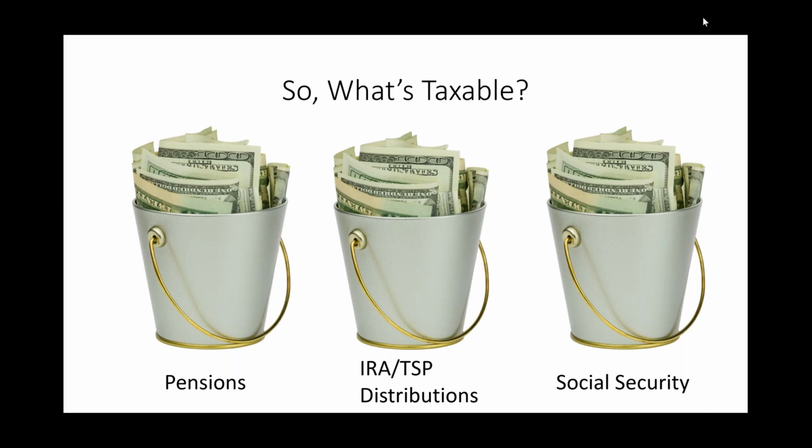So your traditional TSP, your pre-tax TSP, every single penny that you take from that counts towards your ordinary income tax, which affects how much of your Social Security becomes taxable. And again, I'm telling you all these things because distributions from a Roth TSP, which are tax-free, do not affect your Social Security. They do not affect how much tax you pay on your annuity. So remember what I said, all these things have to work in harmony with each other.